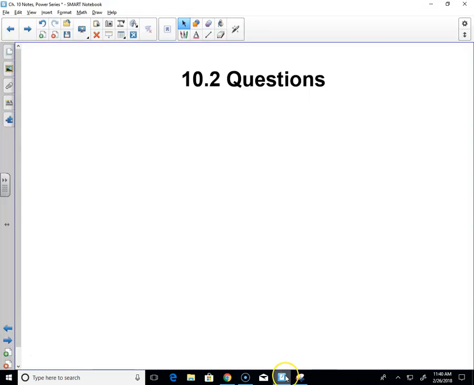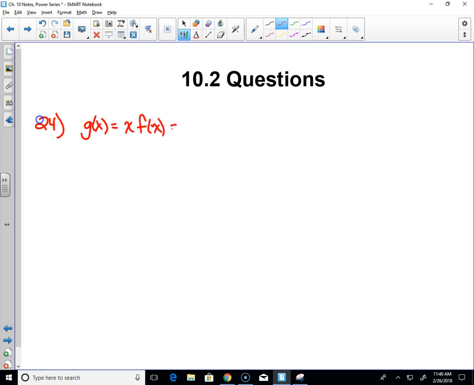All right, so help me out. On number 24, what was letter B's answer? Who is g of x? x plus x squared over 2 factorial plus x cubed over 3 factorial and so on and so forth.